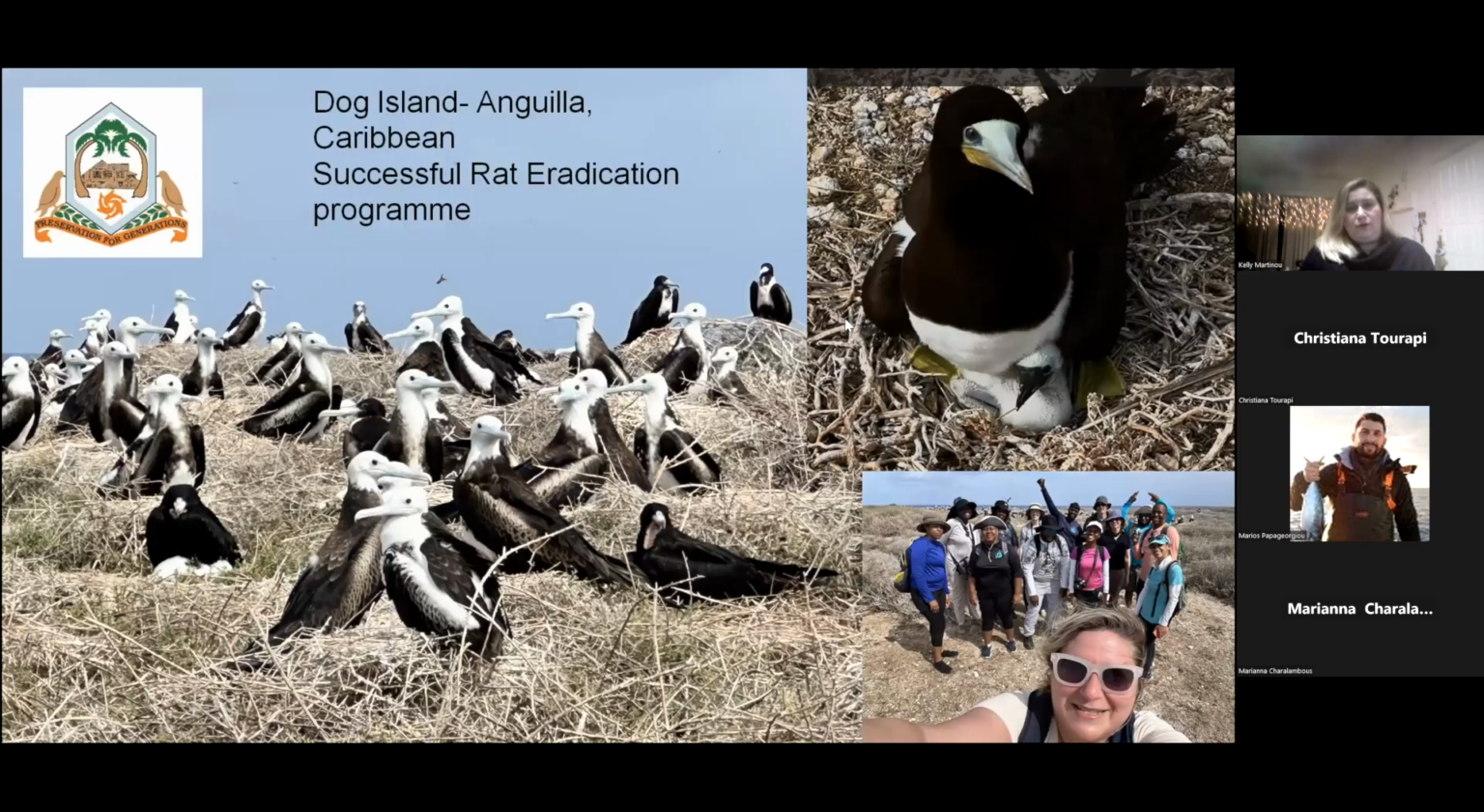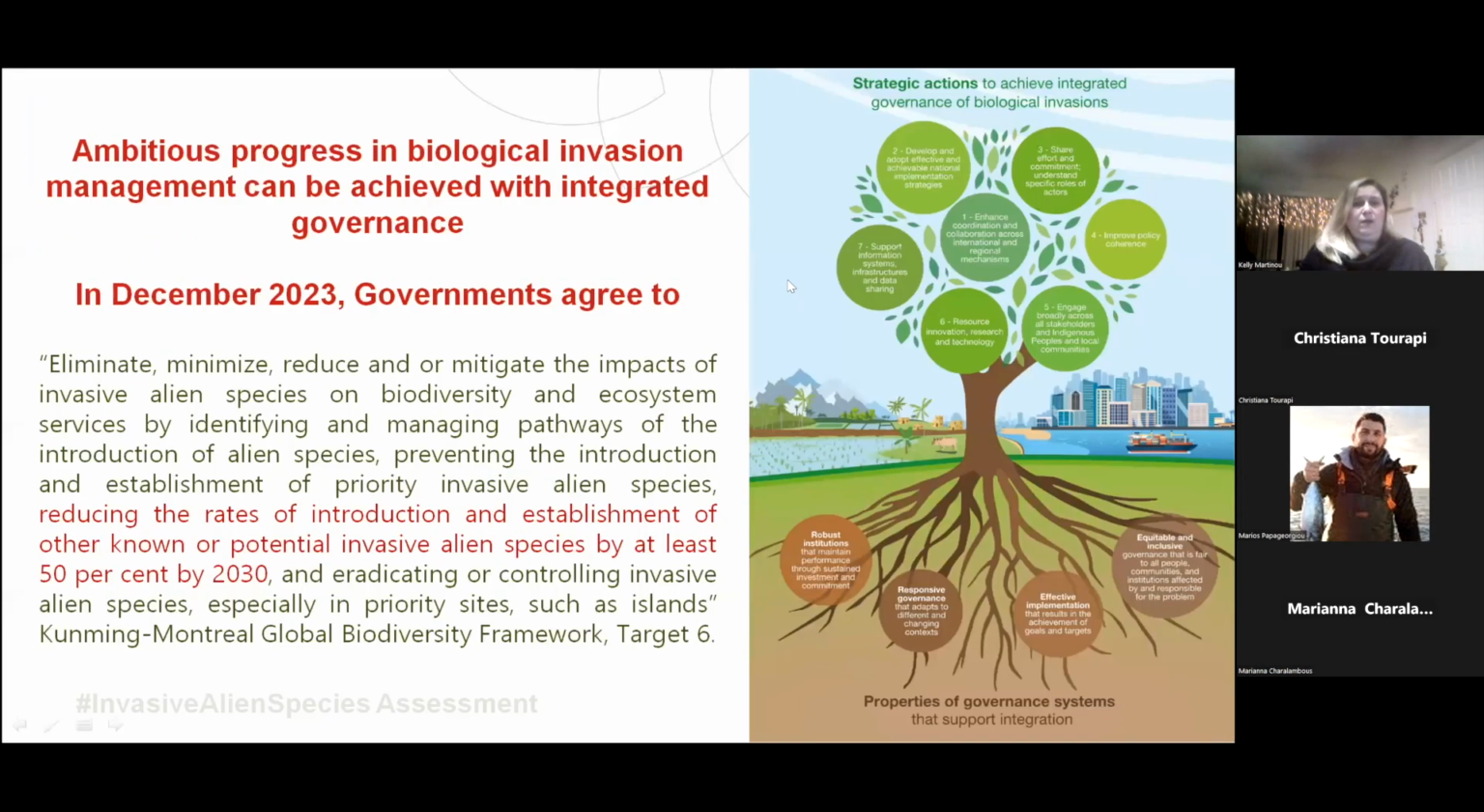And this is a photo from Dog Island in Anguilla in the Caribbean that I was very lucky to visit last year for another project that we ran with Professor Helen Roy. And the colleagues there have managed to eradicate rats from this island so that the birds can breed happily and live happily on the island. And it was a huge effort from what they described to us, and luckily it was a successful one.